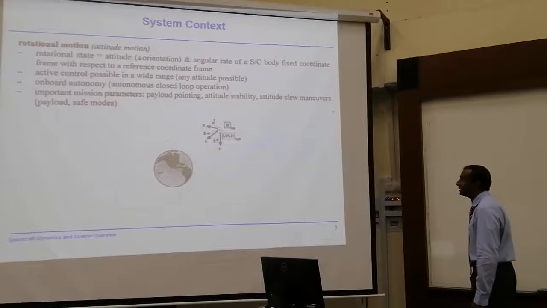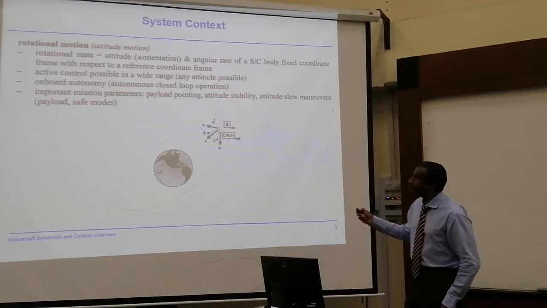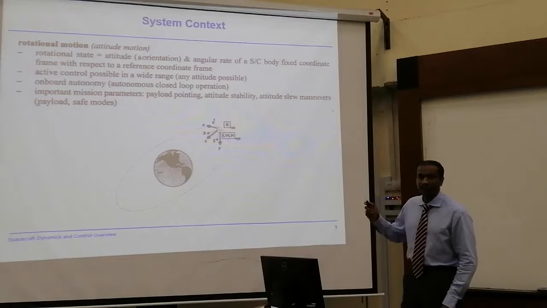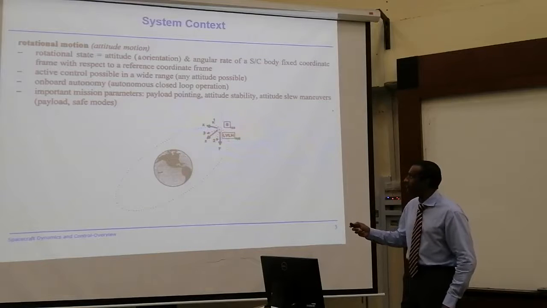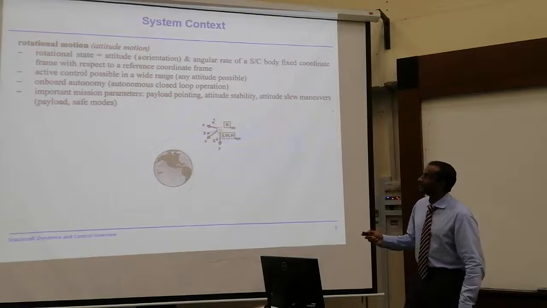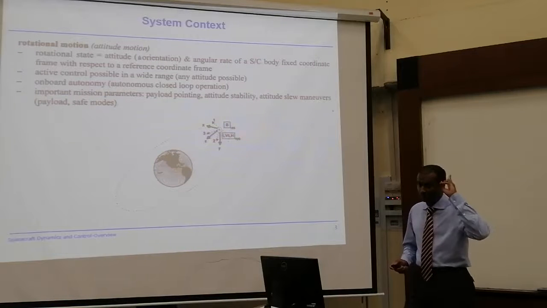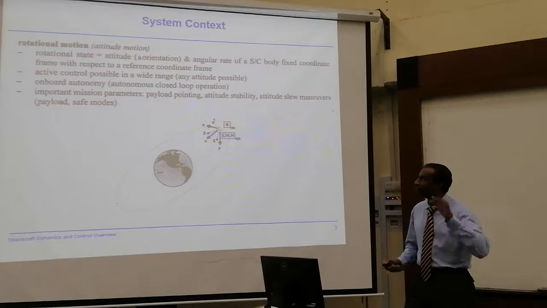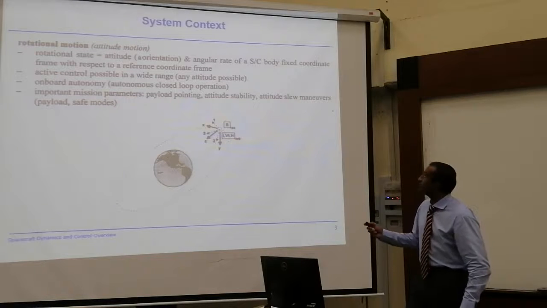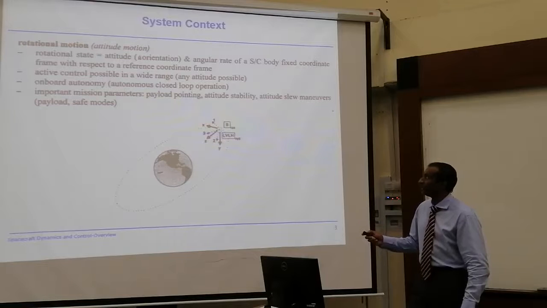Important, rotational motion. Now, we come to attitude motion. Let us define, understand this very, very well. Now, rotational motion is rotational state, and it's basically its attitude state and angular rate. I told you two components are important. Then orbital mechanics, two components. Here also two components. Frame is actually with respect to, see, body frame. It's a body fixed frame. I will explain afterwards. Body fixed frame with respect to the reference coordinate frame.